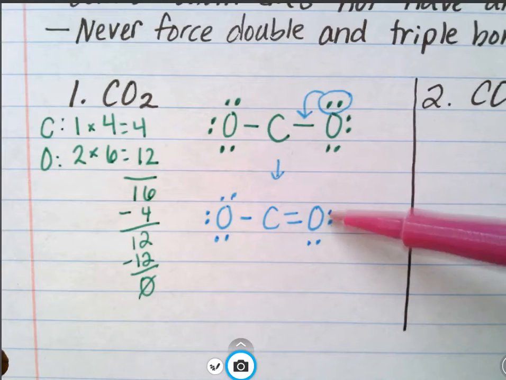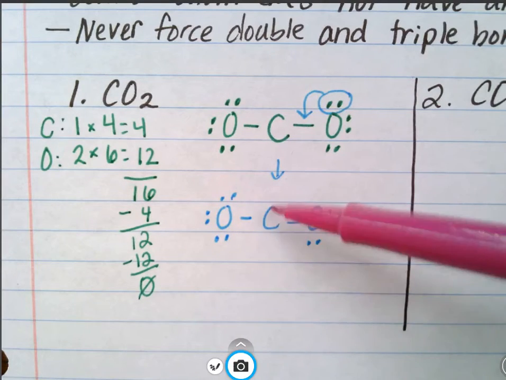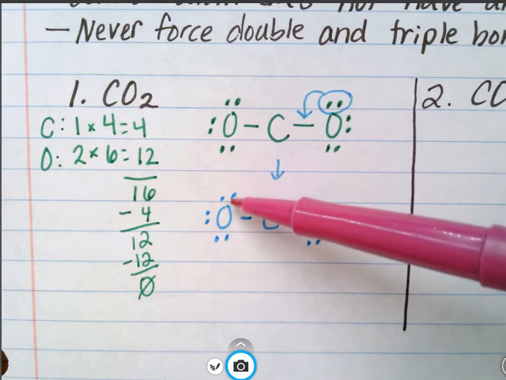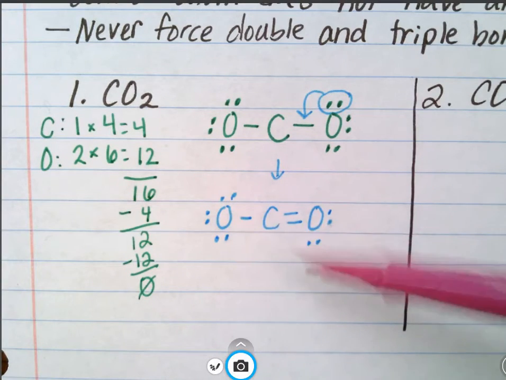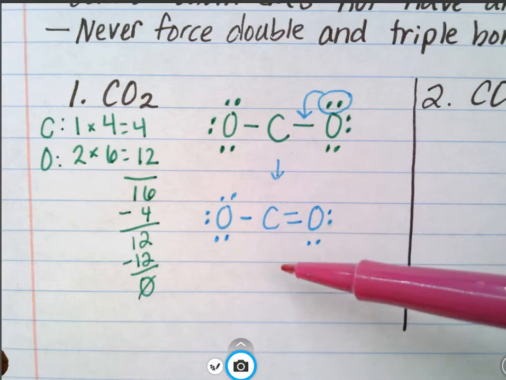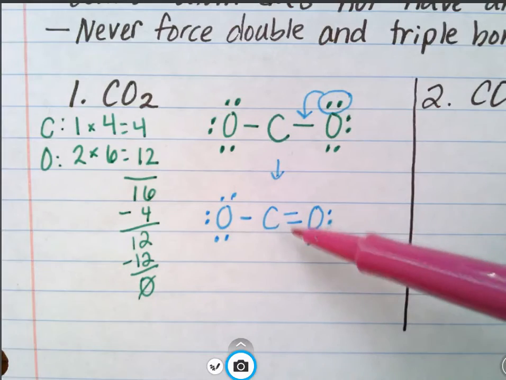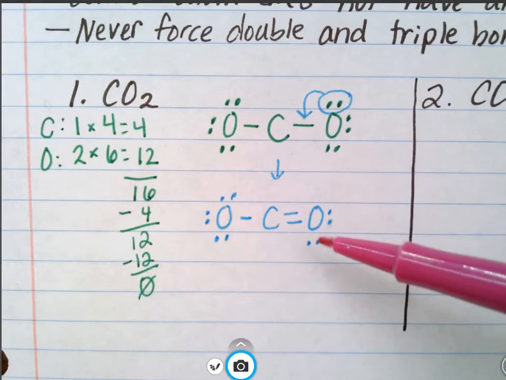This oxygen still has an octet. It's got 4 here plus these 4. This oxygen still has an octet. It's got 6 here plus these 2, so that's 8. But my carbon still does not have an octet. It's only got 2, 4, 6. Better than here, but not done yet.